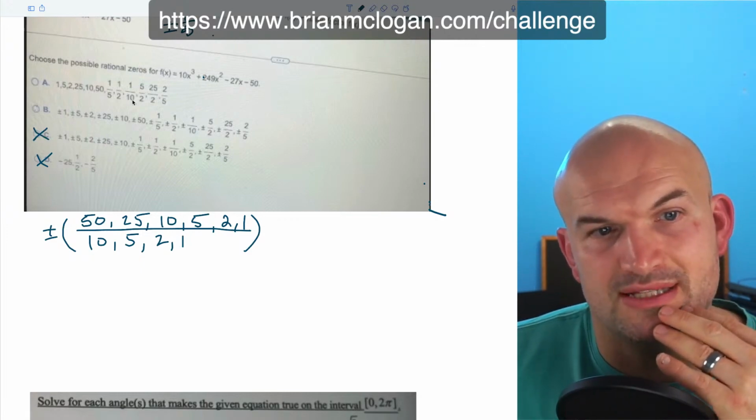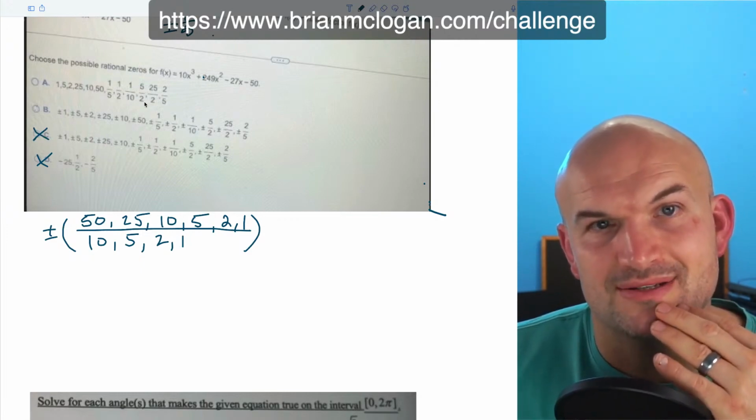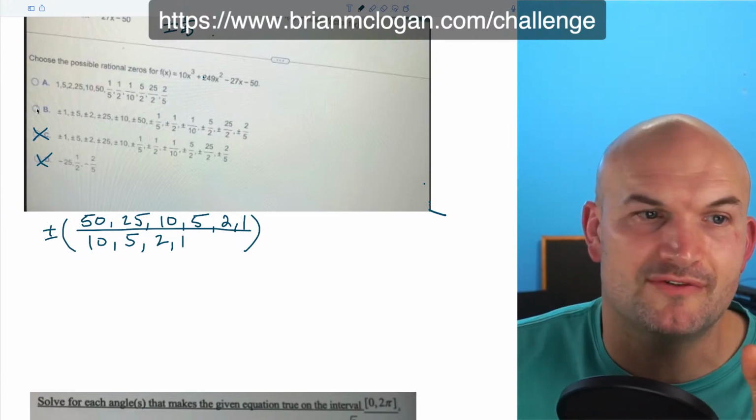Now this one looks the same, but this one doesn't have any plus or minuses. So remember, it's always plus or minus. So therefore your answer is B.